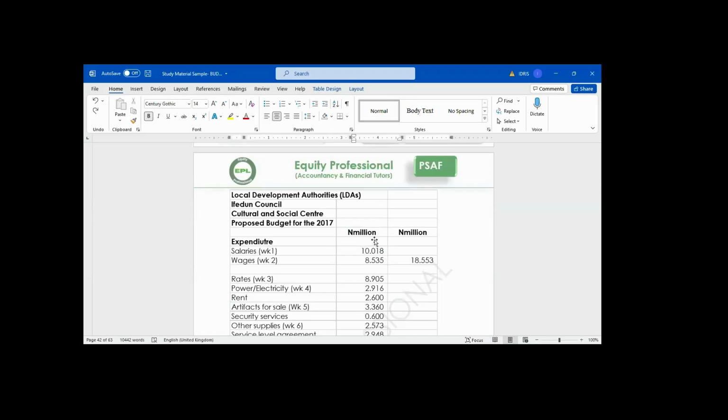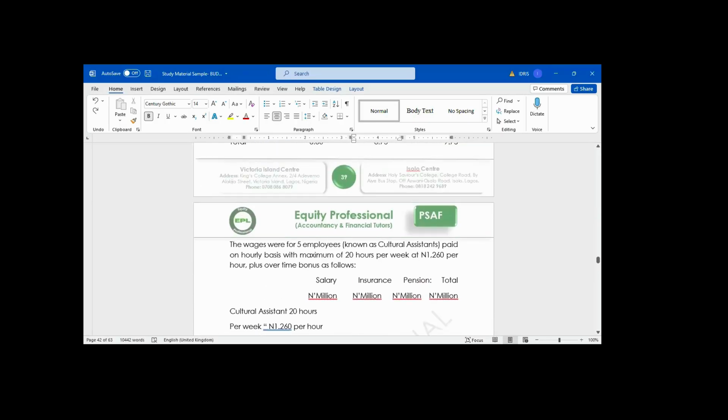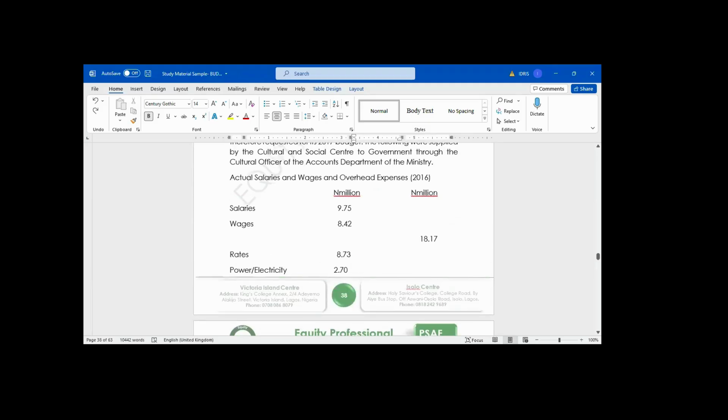Yes, sir. We have done with salaries. Wages is the next. How much is our wages in the last year? How much is our wages? In 2016, how much is our wages?